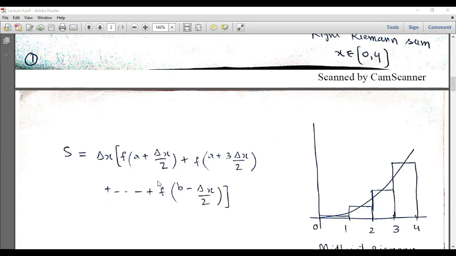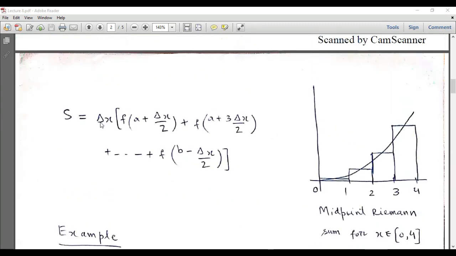So mathematically, for the midpoint Riemann sum, S will be equal to delta x times f of a plus delta x, right? So this is f of a, this is f of a plus delta x. So the midpoint value will be f of a plus delta x by 2. This is f of a plus 3 delta x by 2. This is f of a plus 5 delta x by 2. And this will be f of b minus delta x by 2. So this is f of b. This whole step size is delta x. So this will be f of b minus delta x by 2. So that was the midpoint Riemann sum. And the midpoint Riemann sum is also called the trapezoidal rule.